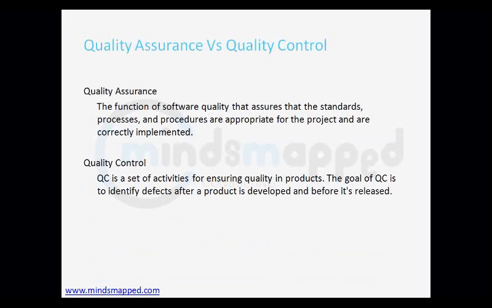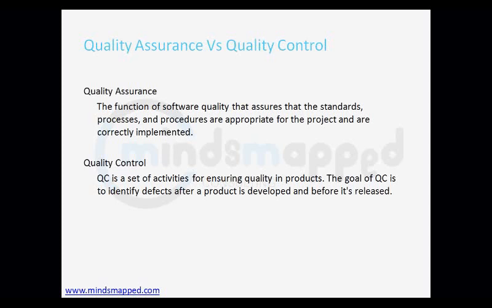topic, which is quality assurance and quality control. So quality assurance, as I have already told you, is a set of policies which a company needs to follow, right? If you see the definition here, I have mentioned that quality assurance is the function of software quality that assures that the standards, procedures, and processes are appropriate for the project and are correctly implemented. So in quality assurance, we are making sure the policies which have been defined for that particular project, product, or organization are followed.